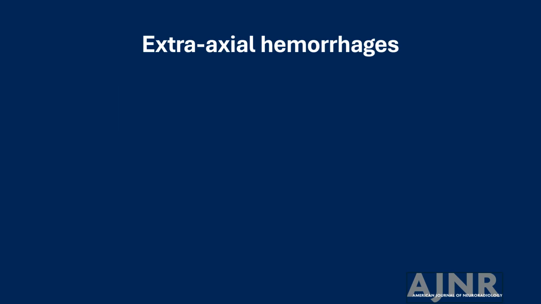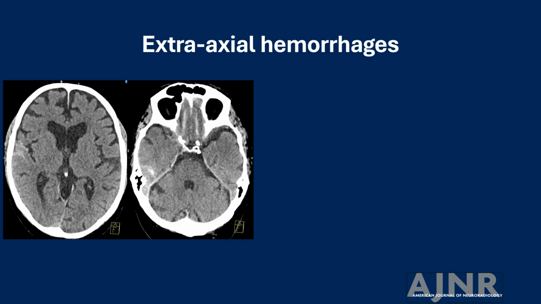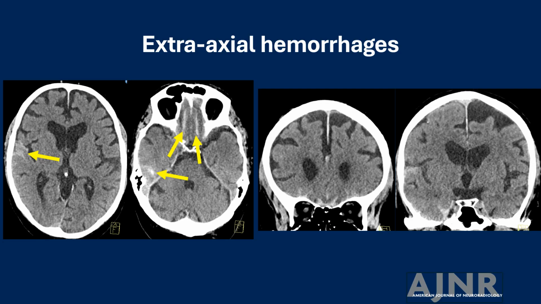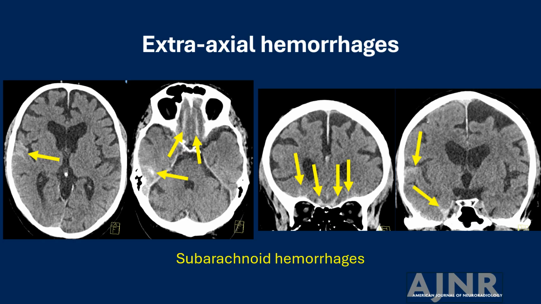And now onto the last type of extraaxial hemorrhage. Here we can see that in the right temporal region, there are linear and ill-defined foci of blood products, as well as linear foci of blood products in the bilateral inferior frontal region. Similar findings are also seen on the coronal view in the bilateral inferior frontal regions, as well as the right temporal region. These are examples of subarachnoid hemorrhages.